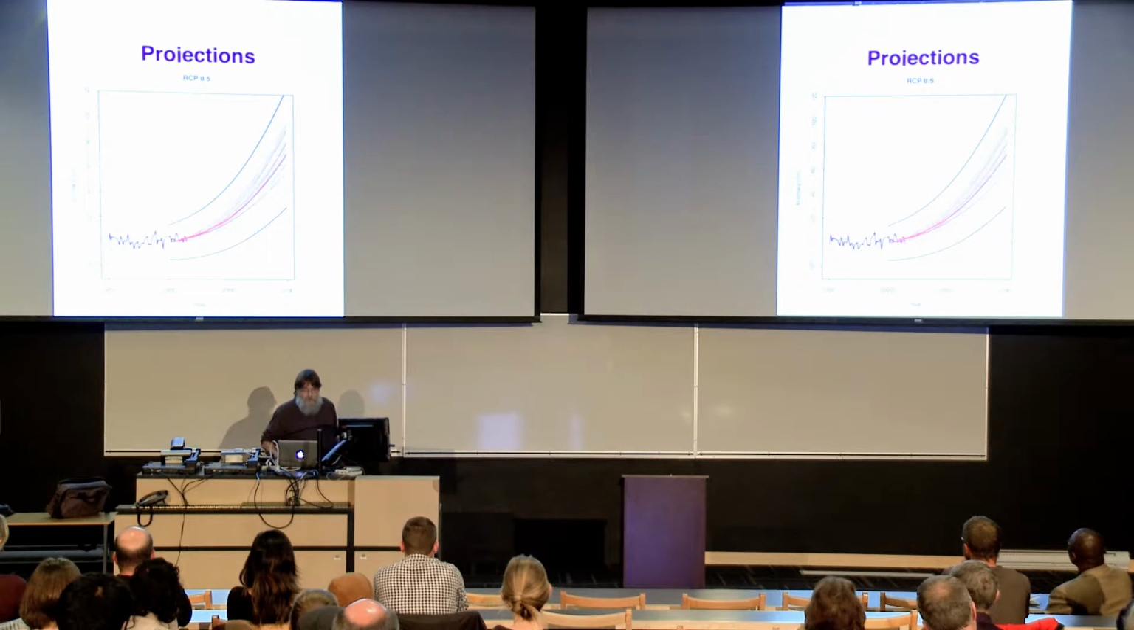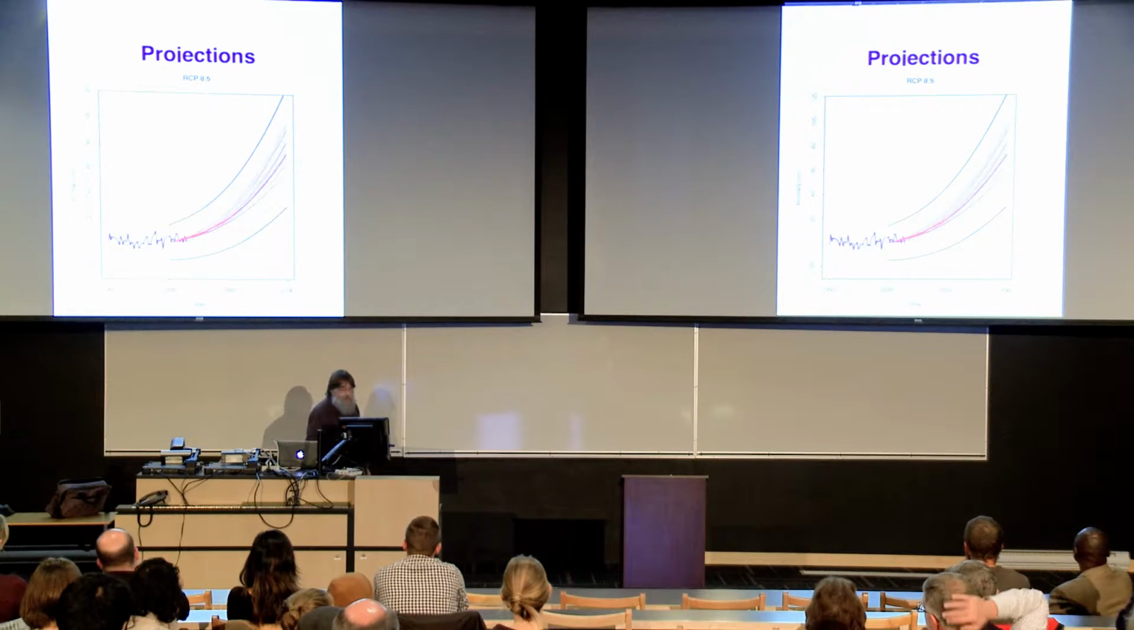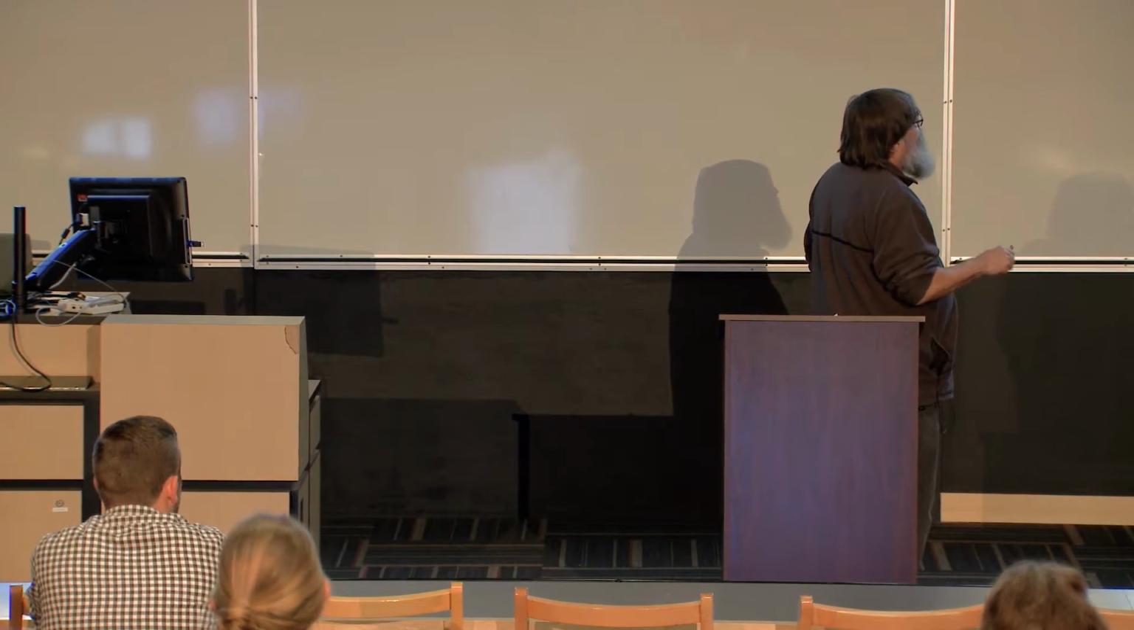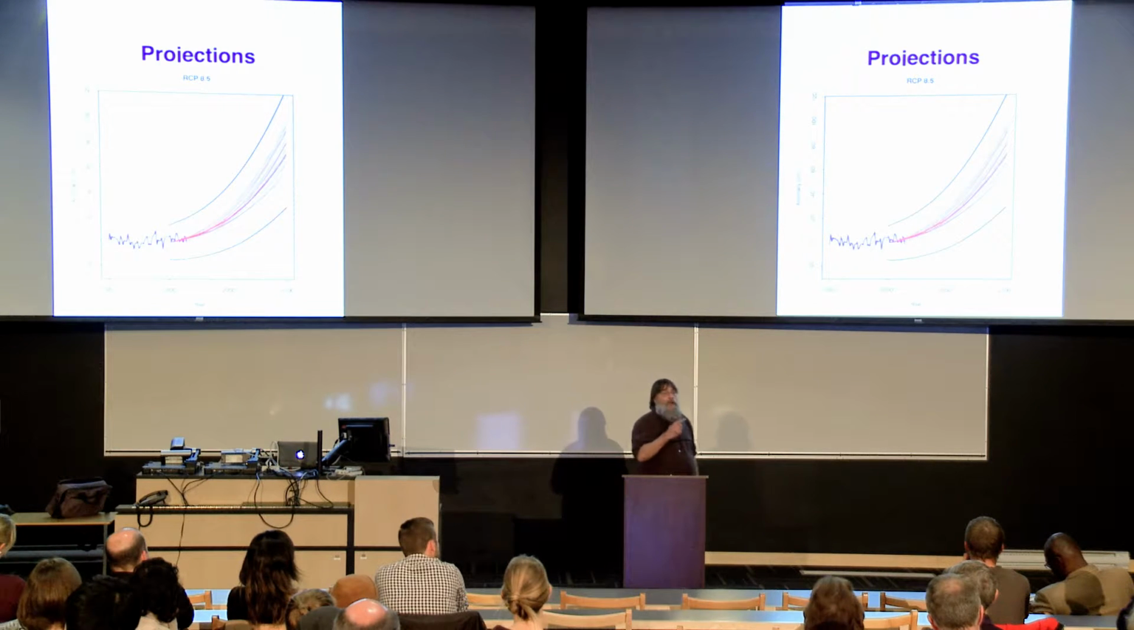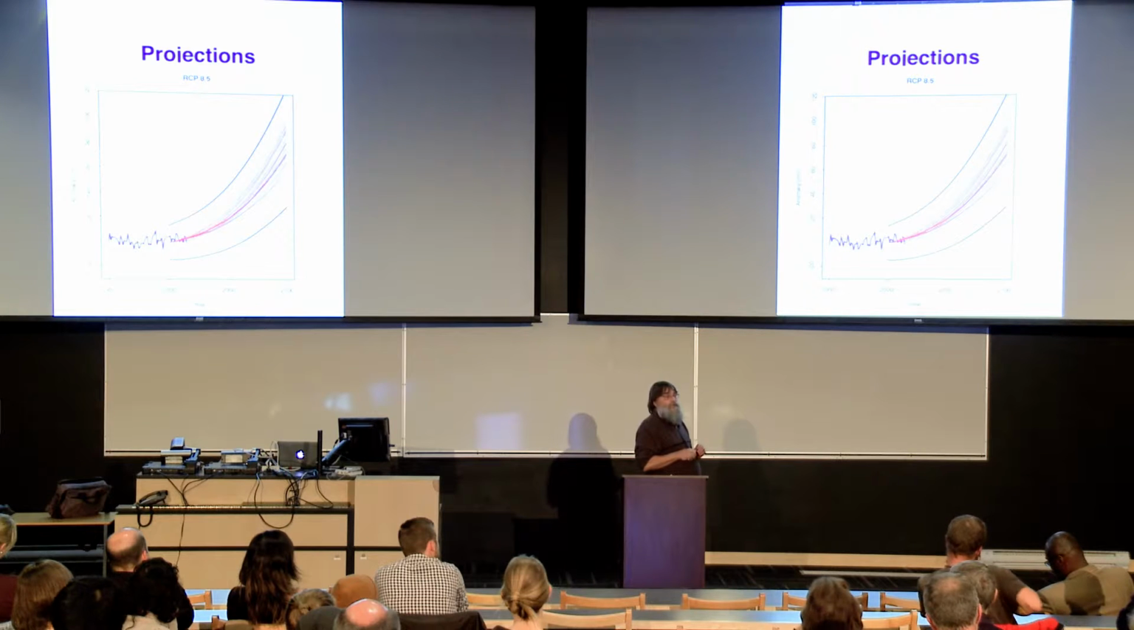And here's what happened under scenario 8.5, the highest scenario, which is usually called the business as usual scenario. Here are the observations so far. And here, each red line is one climate model output of temperature.